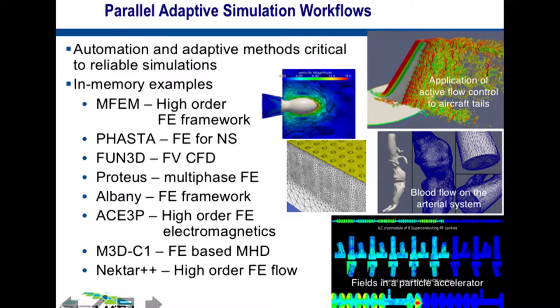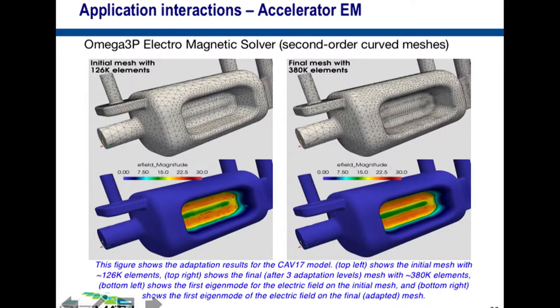PASTA, Fun3D is actually a finite volume code that NASA uses very heavily. Proteus is a finite element code. That's another DoD code. Albany, ACE3P is an electromagnetics code. M3DC1 is an extended MHD code, and NECTAR is another code.